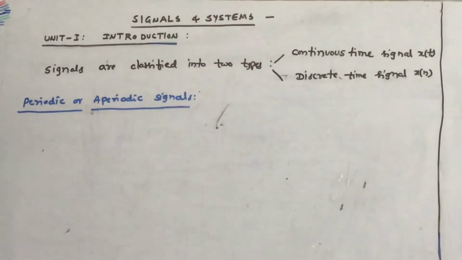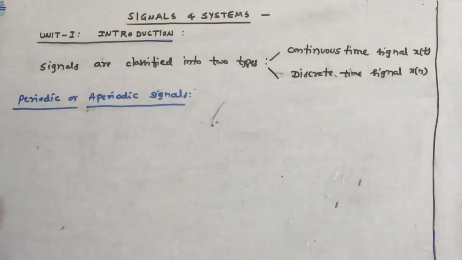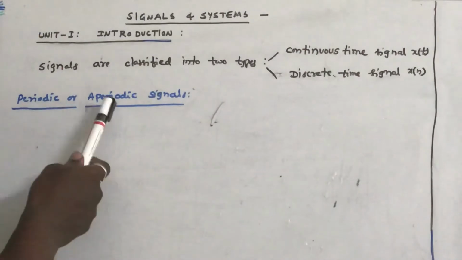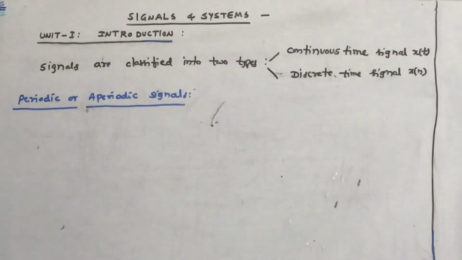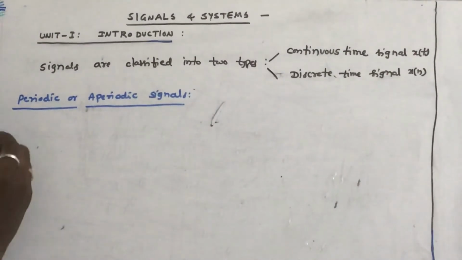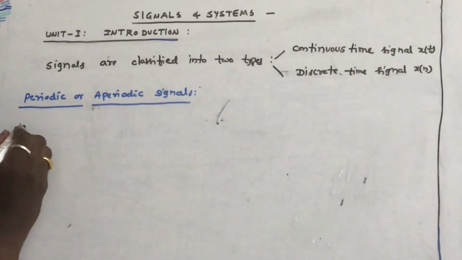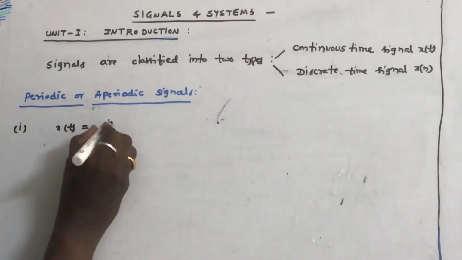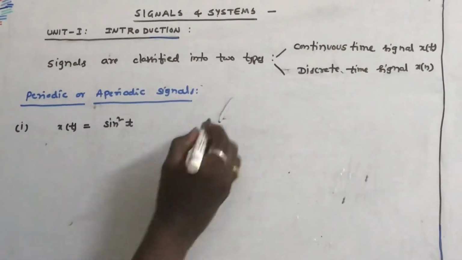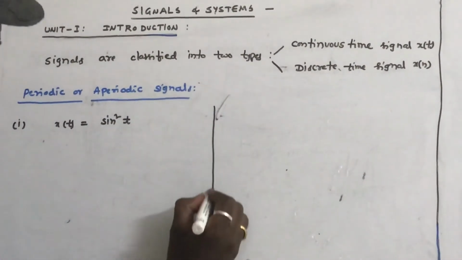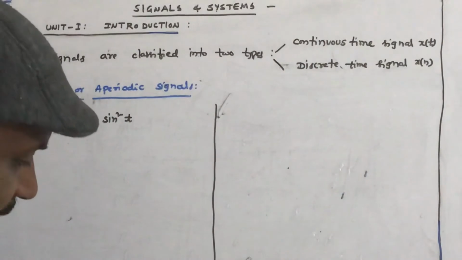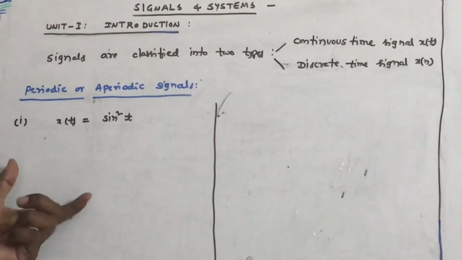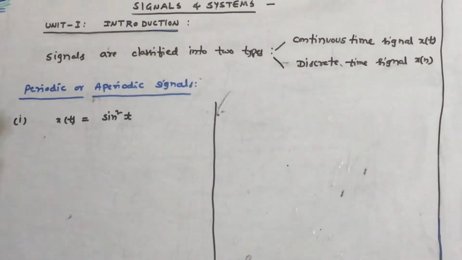Hi, in this session we will solve some more problems on periodic or aperiodic signals. So let us see the first problem. x of t is equal to sine square t. Find out whether this signal is periodic or not. If it is periodic, what is the period of this waveform?